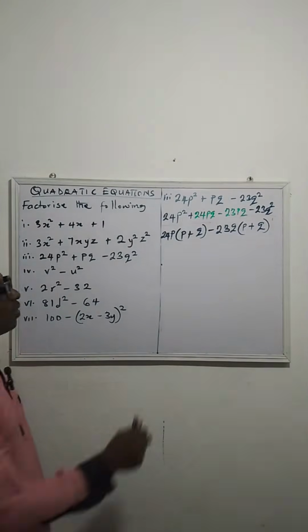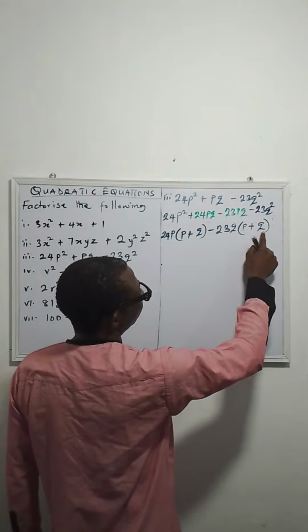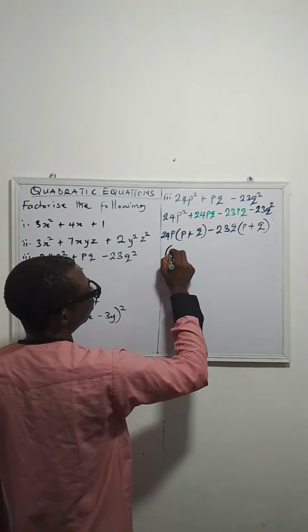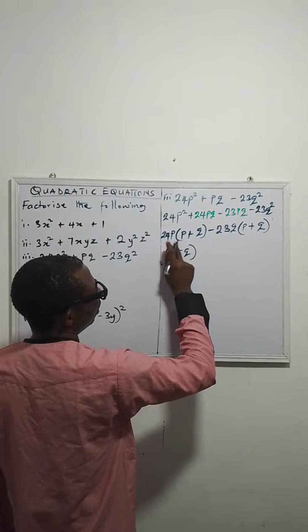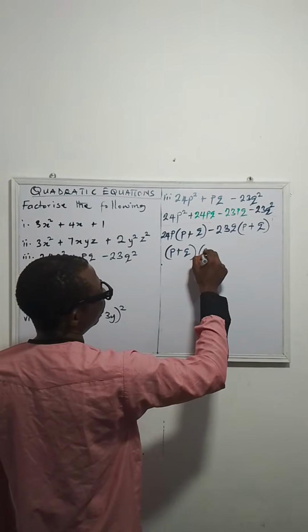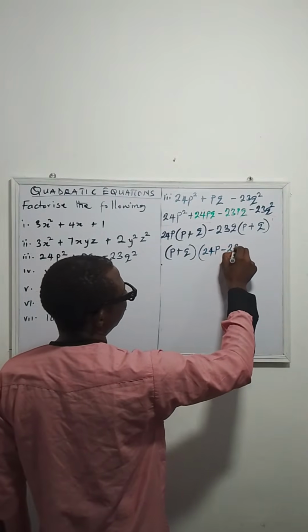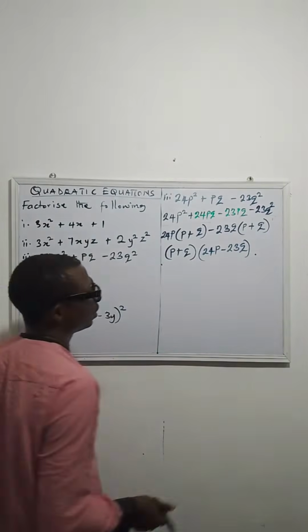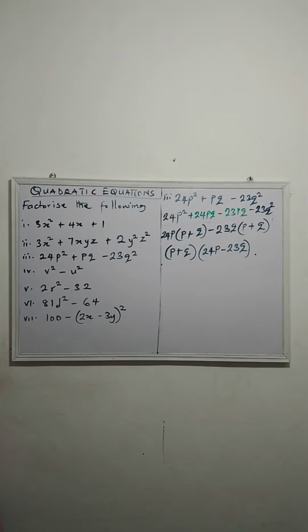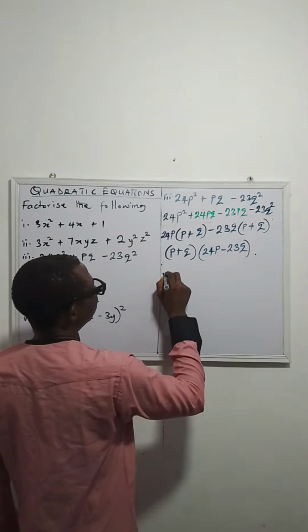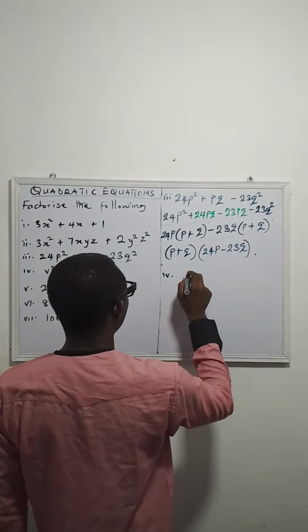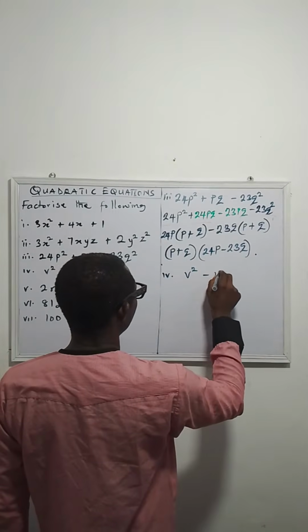Now the next thing is to factor out p plus q. When you factor that out, you are left with 24p minus 23q. And that is the answer to that problem. Can you see that? So it's as simple as what we have. Let's look at the next question here, question 4. We have v squared minus u squared.